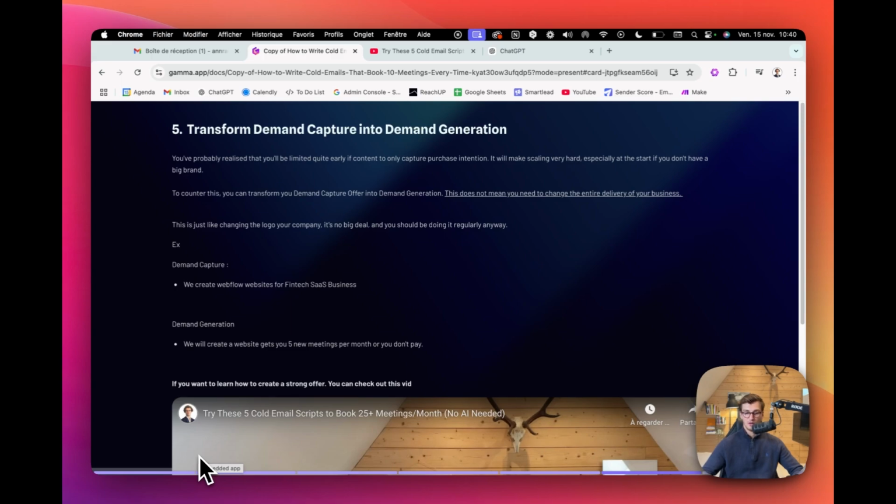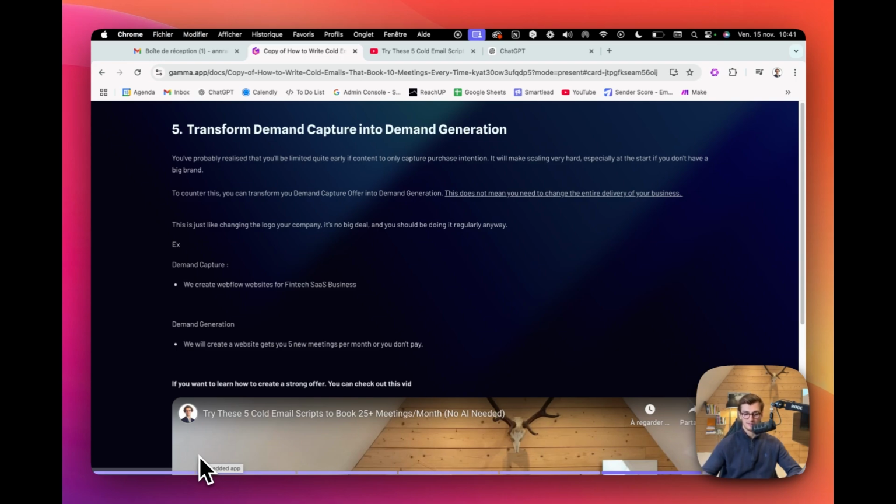So to counter this and to find a solution, you can transform your demand capture offer into demand generation. This does not mean you're going to be changing the entire delivery process of your business. It's just changing the window of your business. It's like changing the logo of your company. It's no big deal. You're just changing the facade of your business, but everything behind it remains the same.